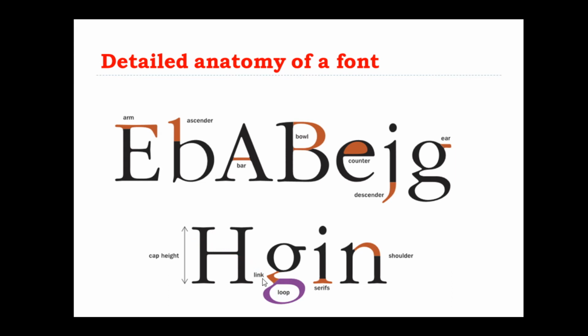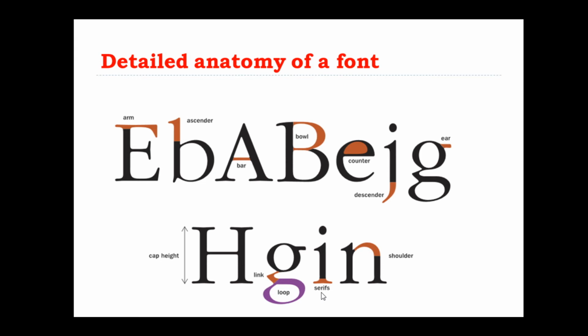And we have a term called link right here. Link is a particular stroke that connects the top and bottom part of a two-story lowercase. Here we have a top part and bottom part of a particular character. So a link is a stroke that connects the top and bottom part of that two-storied or two-part lowercase letter. And we have a serif here.